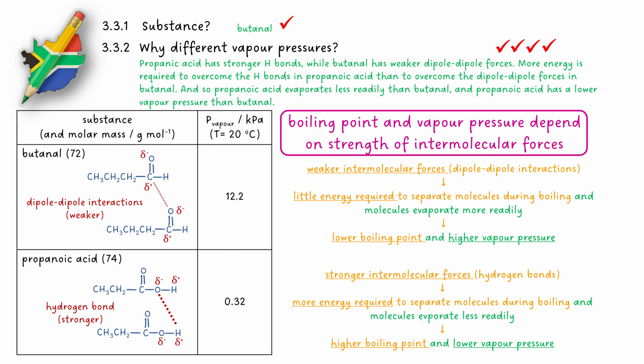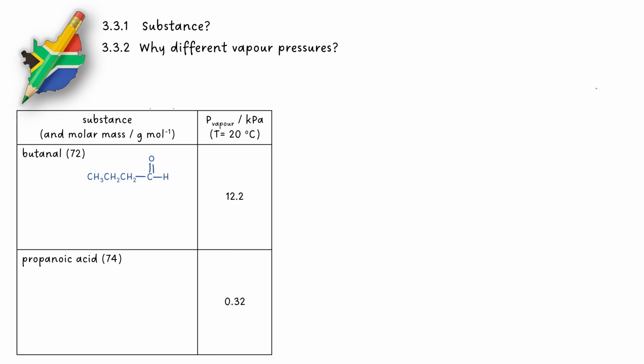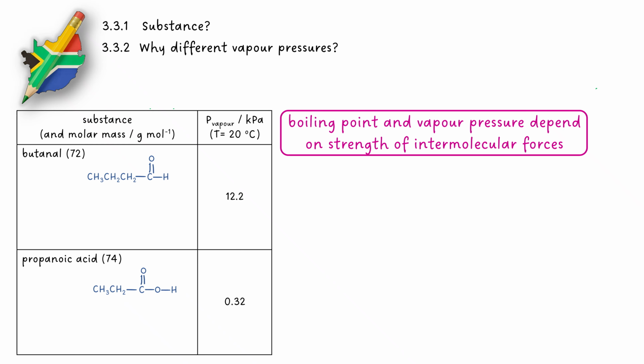Here we have to figure out if butanol or propanoic acid have the lower boiling point and explain why their vapor pressures differ. This is the structure of butanol, which is an aldehyde. And this is the structure of propanoic acid, a carboxylic acid. The boiling point and the vapor pressure of a compound depend on the strength of its intermolecular forces of attraction. But the strength of intermolecular forces has an opposite effect on boiling point and vapor pressure.